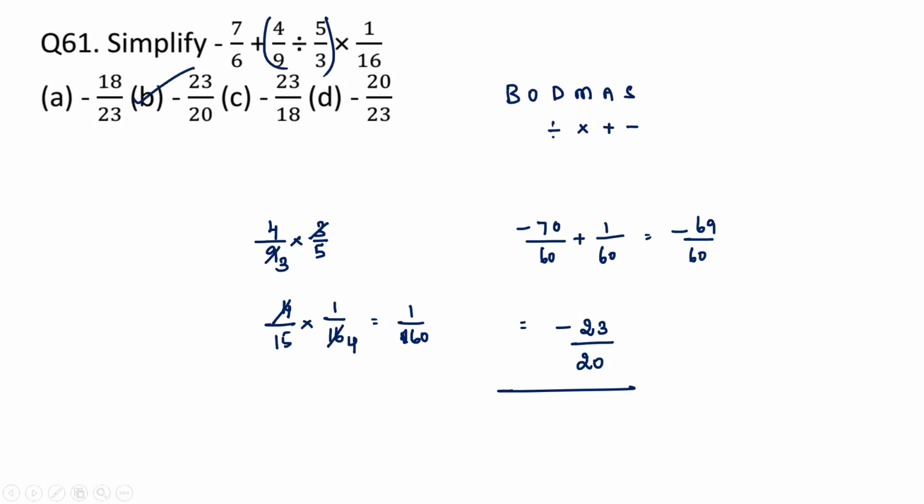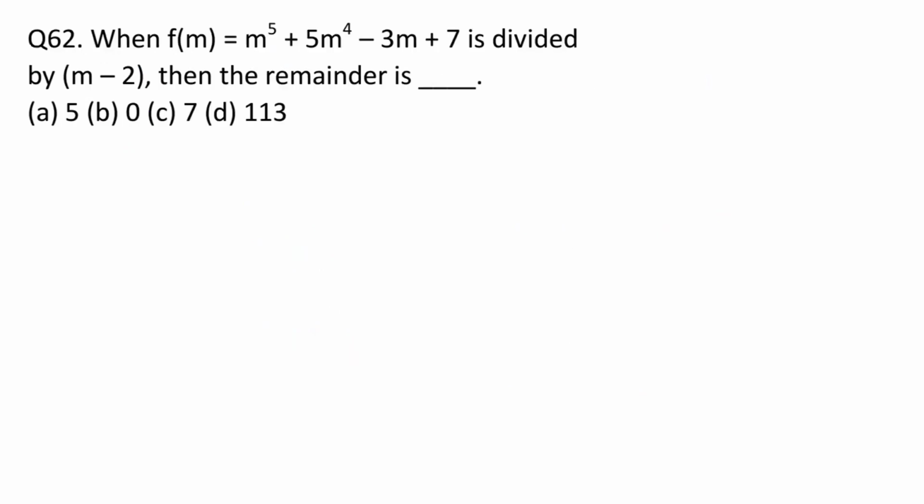So follow the priority. First division, then multiplication, then addition, then subtraction. Addition and subtraction at a time you can do. When you want to divide a function by m minus 2, you put m minus 2 equal to 0, then m is equal to 2 you are supposed to put. So f of 2 is your remainder. So in place of m, you need to put 2.